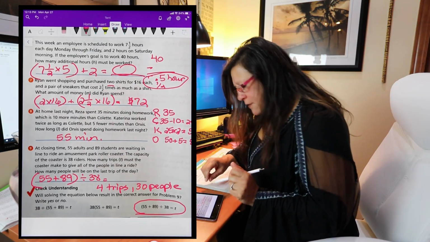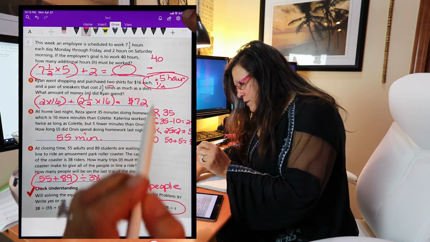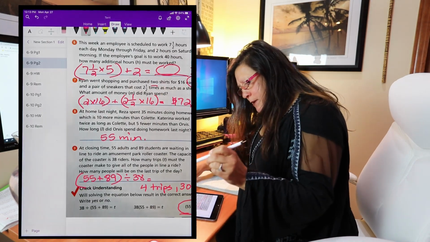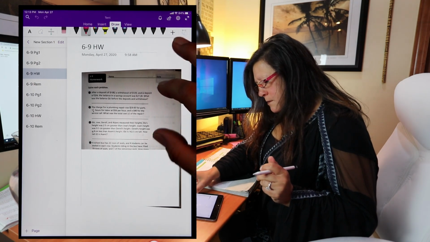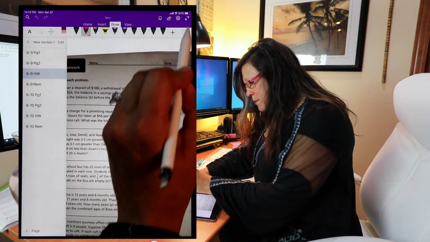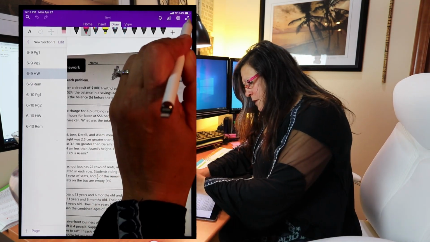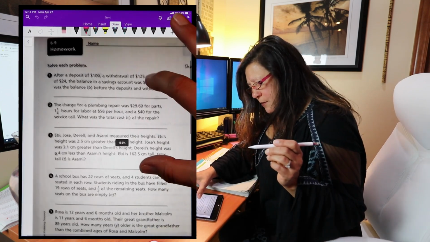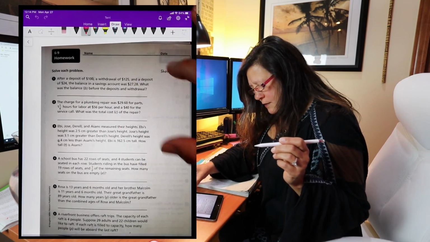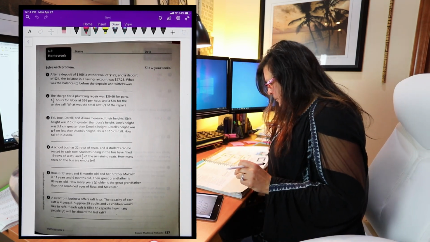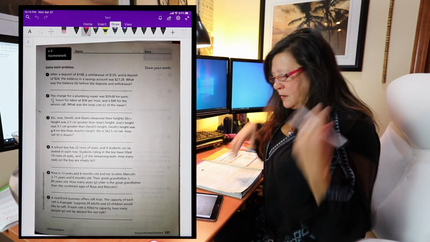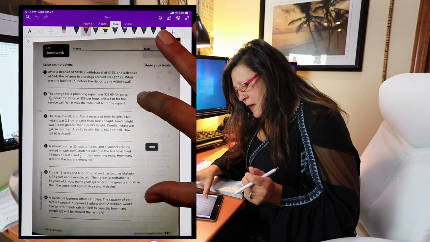Okay. Let's go ahead and move on to our homework. 6-9 homework. Give you a minute to get that out. Let's go through the story problems. I will not be giving you the answers for the story problems, but you can check them at the end of the day when I post your keys for you. All right, let's go through and figure out our equations.